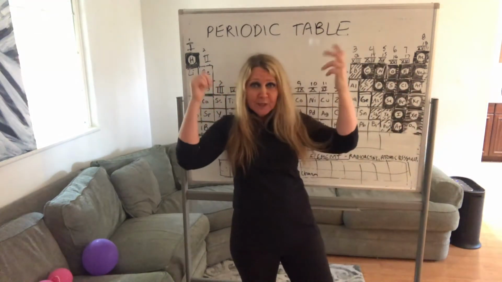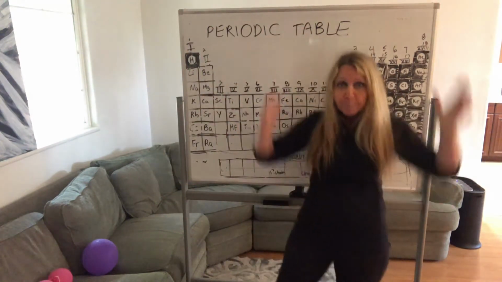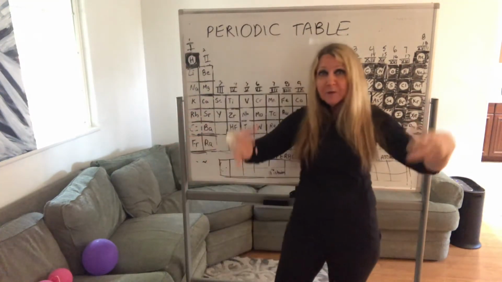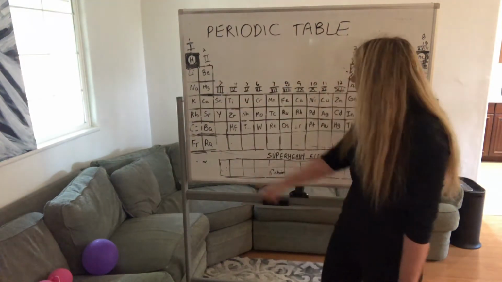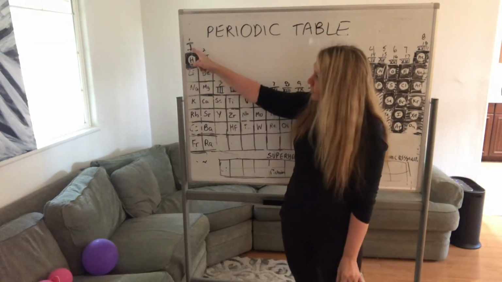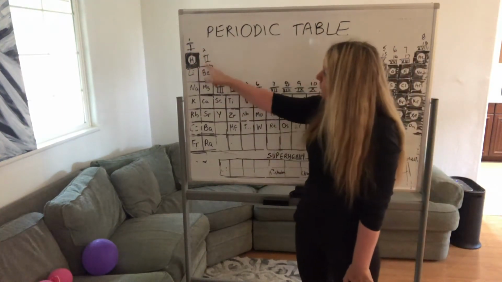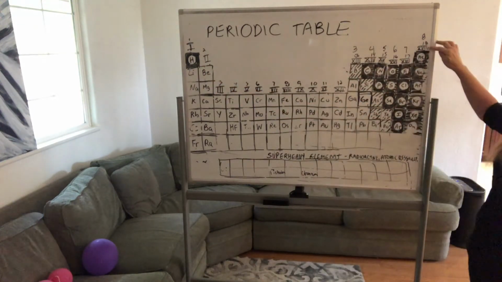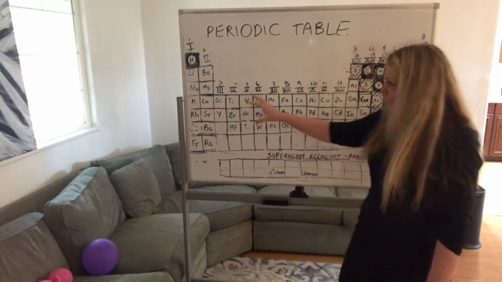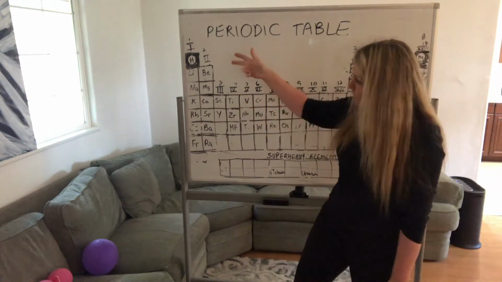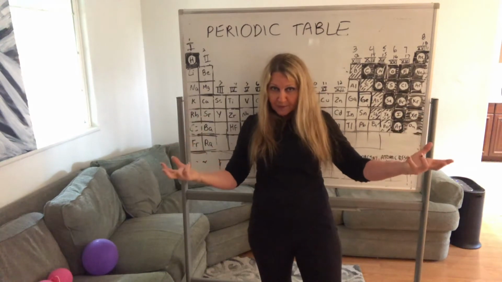Next thing is groups. Groups are the columns. They're also called families, but we're going to just use the word groups for this. And they are indicated in numbers. So groups are up and down. Group 1, 2, 3, 4, all the way up to 18. So there are 18 total groups. And when we look at the groups, when elements are placed in groups, there are certain properties that they share, that they have in common.